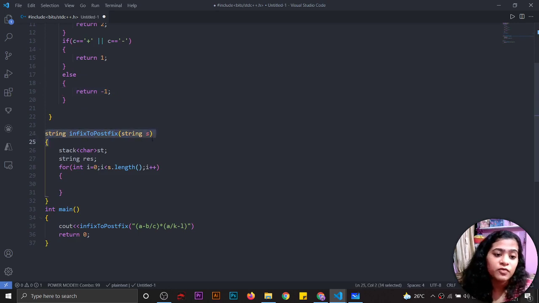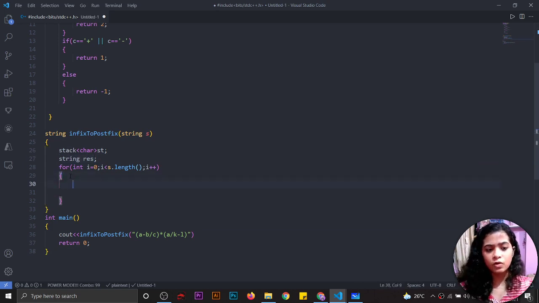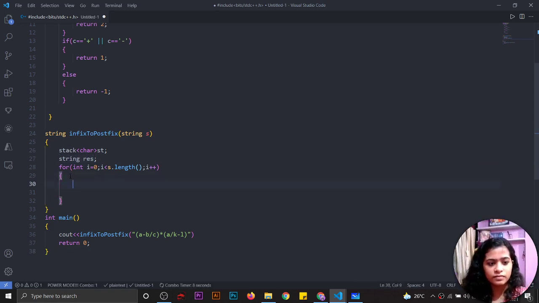Now the main function infix to postfix. I have taken a string format because the input will be string only. And I have taken a stack of data type char and named it st and a string result, in which we will store the result. Now we will traverse the whole string till the length of the string.